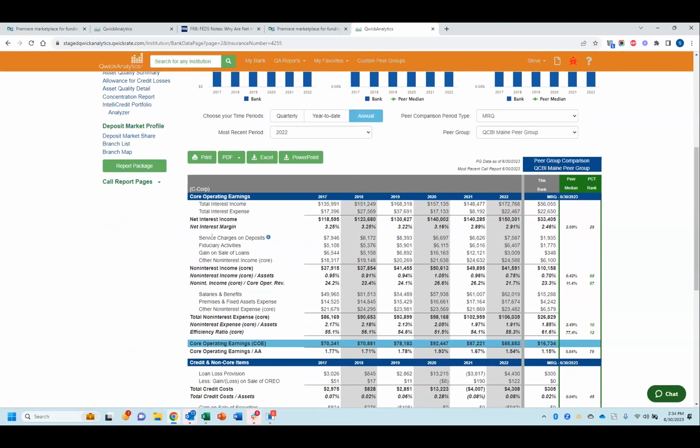You'll notice as I'm hovering over each of these different line items, there's a little blue eye right here for each line item. If you hover over it, it'll say click here for the formula and for notes. So if I say, I want to know about your non-interest income core to assets, or what do we mean by core non-interest income and how is that calculated?